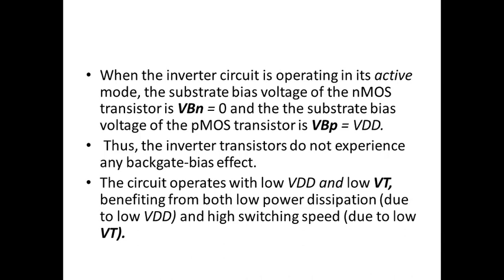When the inverter circuit is operating in the active mode, the substrate bias voltage of the NMOS transistor, that is VBN, equals 0, and the substrate bias voltage of the PMOS transistor, that is VBP, equals VDD. Thus, the inverter transistors do not experience any back bias effect, also known as substrate bias effect, because the substrate and the source of both the NMOS and PMOS transistors are at the same potential, and there is no source to substrate voltage, or you can say no source to bulk voltage, and there is no backgate or back bias effect or substrate bias effect.